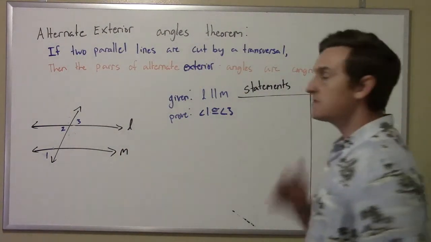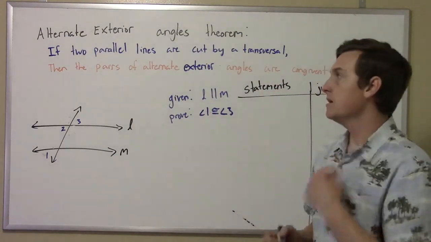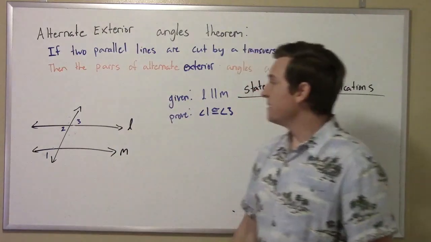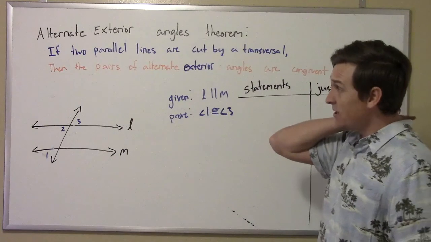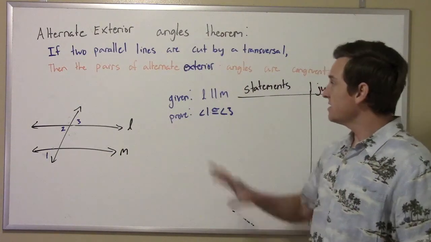Okay, in this video we're going to prove the alternate exterior angles theorem, which says if two parallel lines are cut by a transversal, then the pairs of alternate exterior angles are congruent. Now this proof is almost exactly like the last proof. So this is the setup, right?